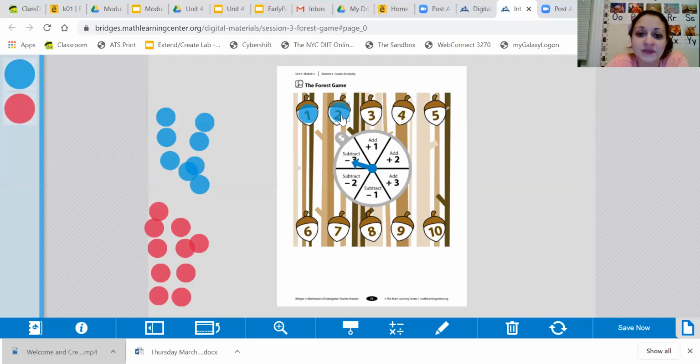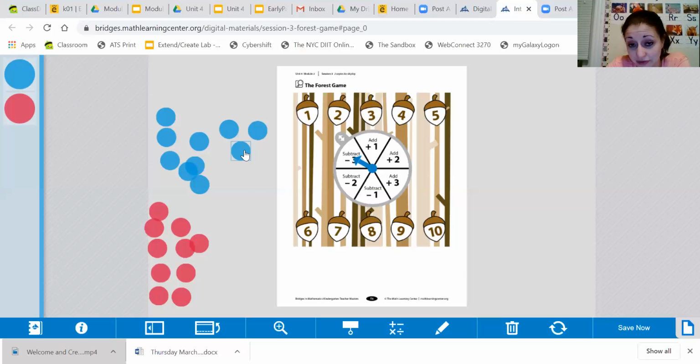Take away, ugh, that means I have to take these back. I have no squirrel on the board now. Take away 2 still. Ooh, +3. So here I go. I'm going to add 3 on my game board. So that means my squirrel hopped to 3 acorns. Now remember, I got to get all the way up to 10. So let's see if I can spin again. Oh no, I added 3 and now I have to take away 3.